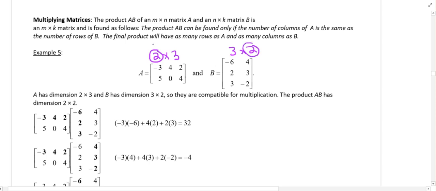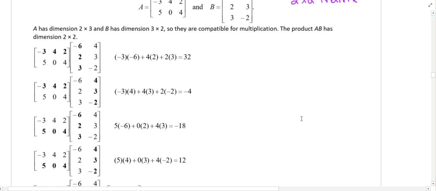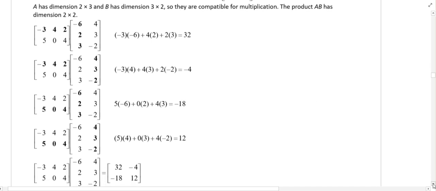So it is going to be the first value in the dimension for the first one, second value of the dimension in the second one. So the answer is a 2 by 2 matrix. Here is how you're going to do this by hand. Okay, take a look here. So for this one, it is worked out for you, but you're going to go -3 times -6. So row 1, column 1, row 1, column 1, you're going to multiply those together. That gives you positive 18. Then row 2, column 1, row 1, column 2.